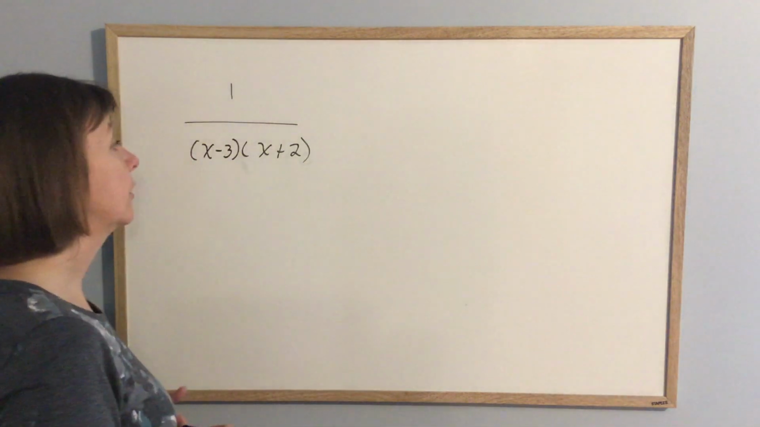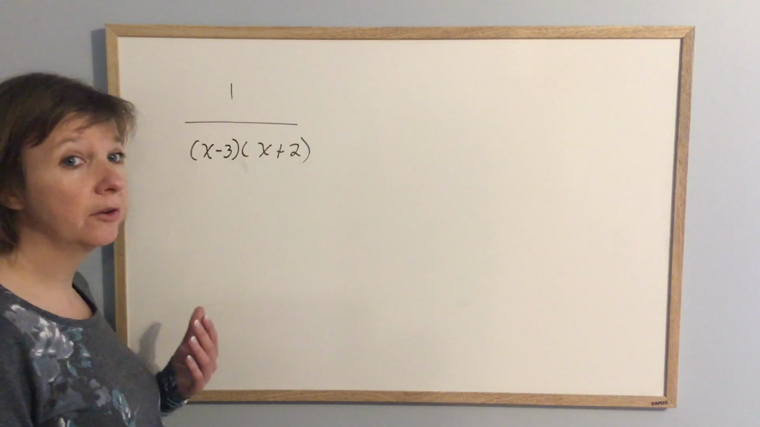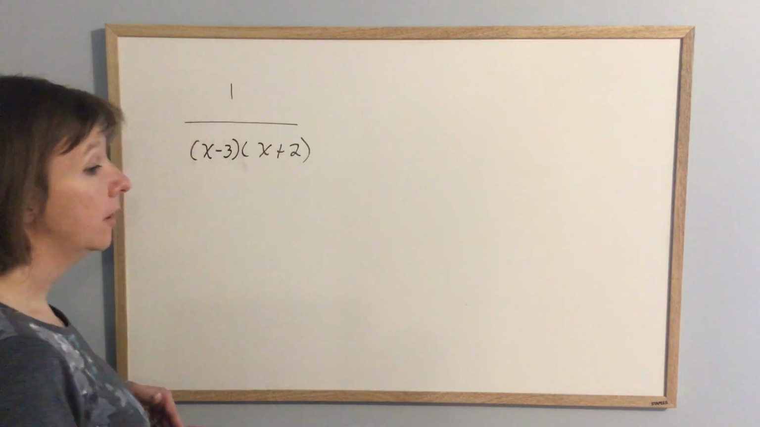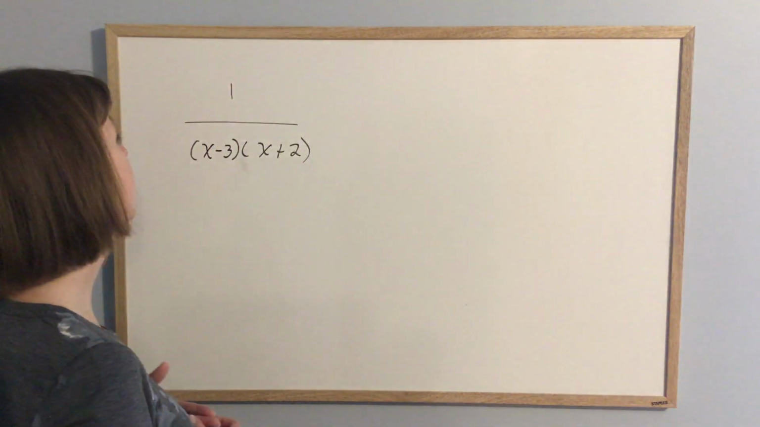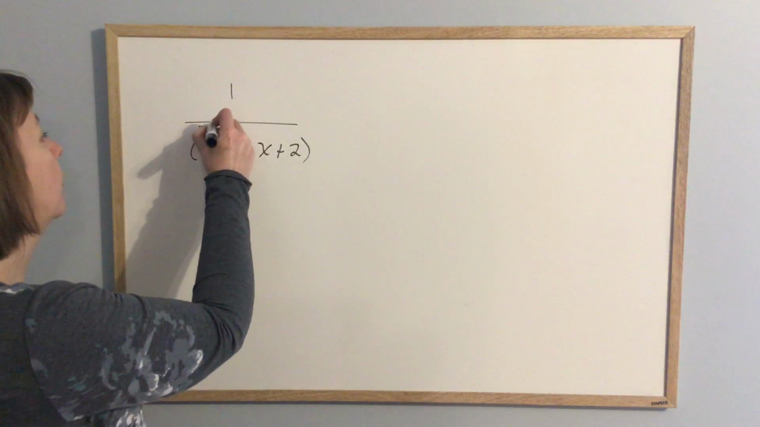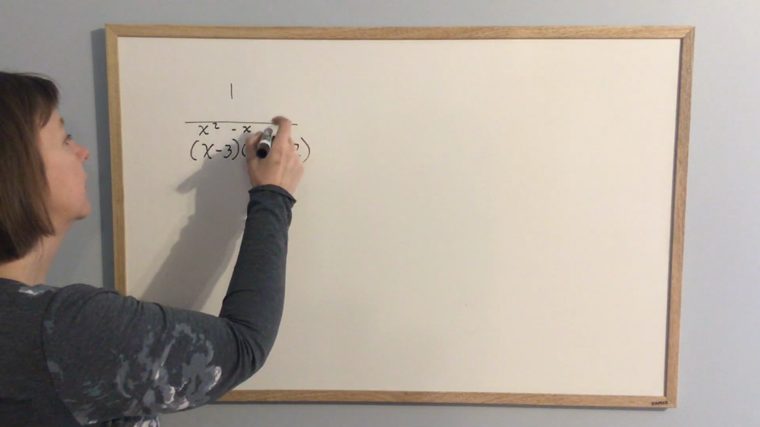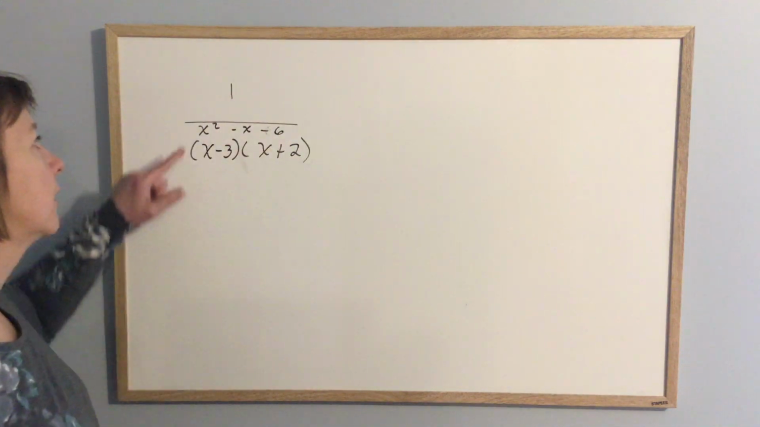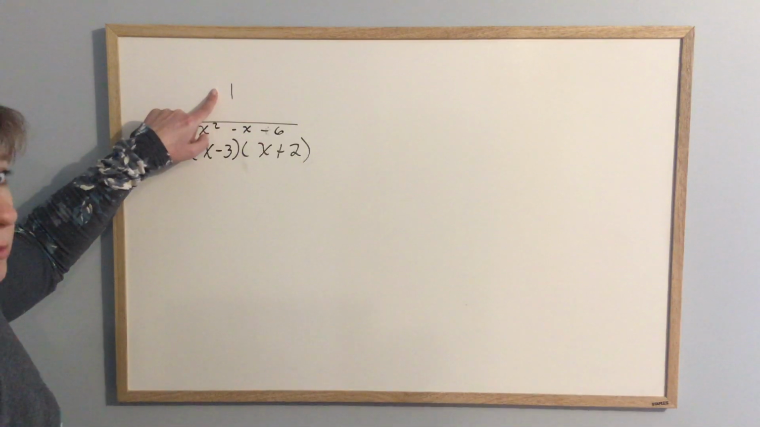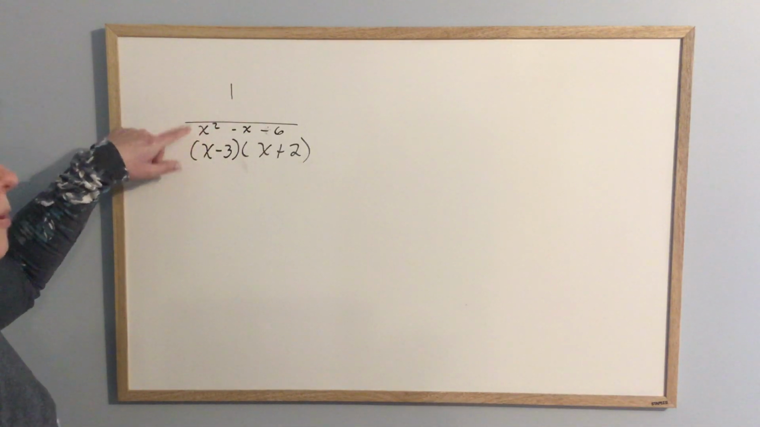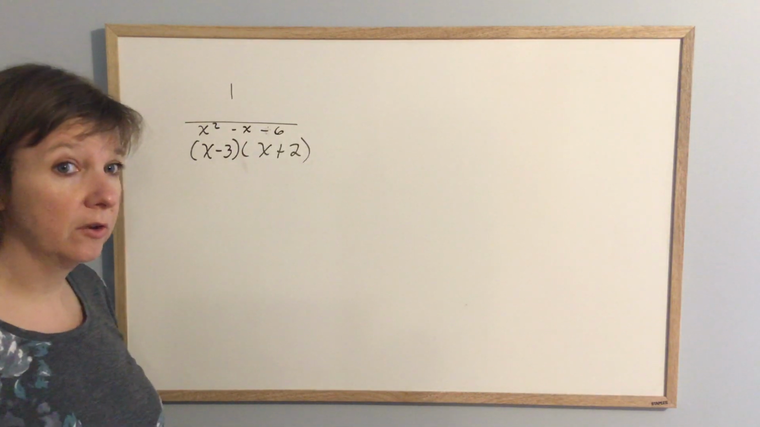To figure out horizontal asymptotes, I look at the degree on the top versus the degree on the bottom. The degree is the highest exponent on a variable. In this, the highest exponent was x squared. But the top is really x to the 0. If the degree on the bottom is bigger than the degree on the top, there's automatically a horizontal asymptote at 0.